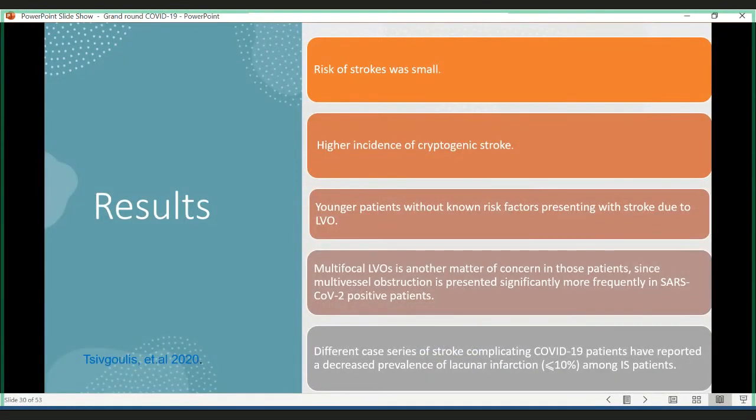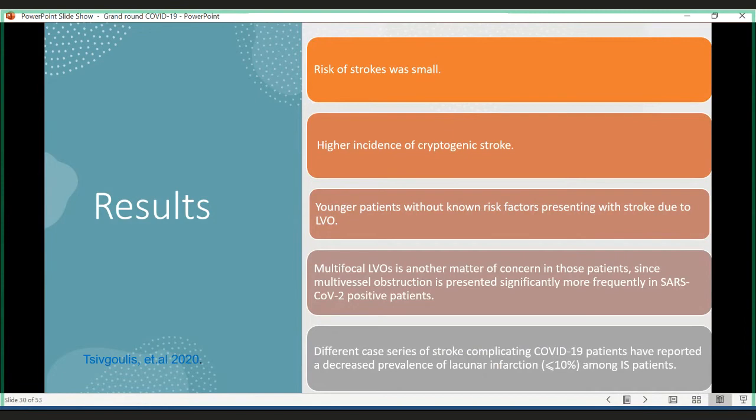Results of this study, they state that the risk of stroke was small, but not negligible. Higher incidence of cryptogenic strokes, younger patients without risk factors presenting with large vessel occlusions, and some of them even multifocal large vessel occlusions.